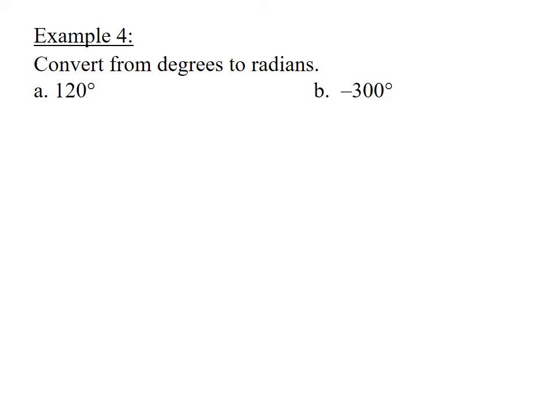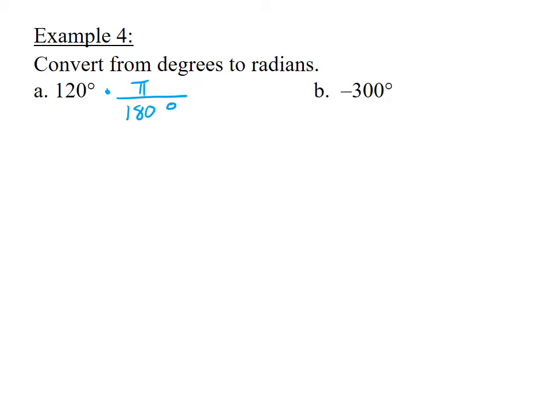Okay, so here we want to convert from degrees to radians. So that means I don't want degrees anymore. So similar to the previous problems, if I don't want degrees, I'm going to multiply something with degrees in the denominator. And I know that I have either pi or 180. So if degrees are in the denominator, I need 180 there and pi here.